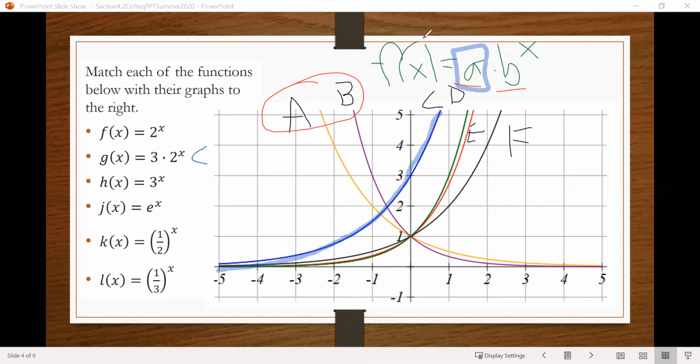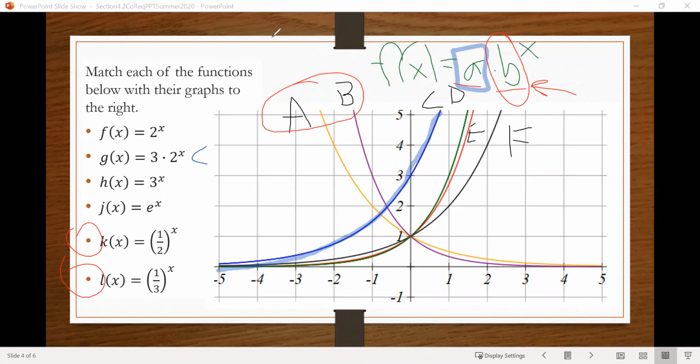And we know that an exponential function will decrease if the value for b is between 0 and 1. When we look at our list of equations, the only ones with a value of b between 0 and 1 are k of x and L of x. So we know that A and B have to do with those 2.